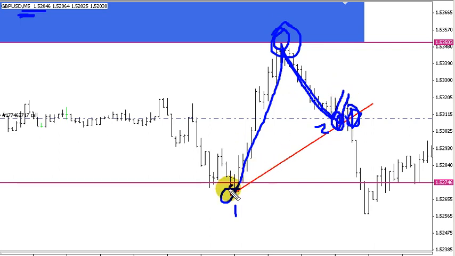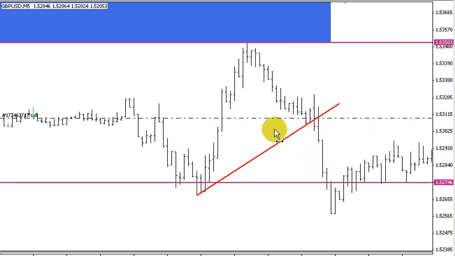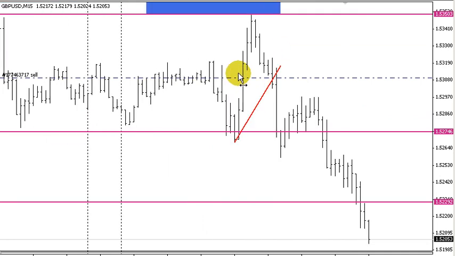I waited for the small pullback. Identify second pivot, first pivot. I went through it. I took it. I nailed down the first target. Eventually, the market, let me just go back to the 15-minute chart, bounced from it.